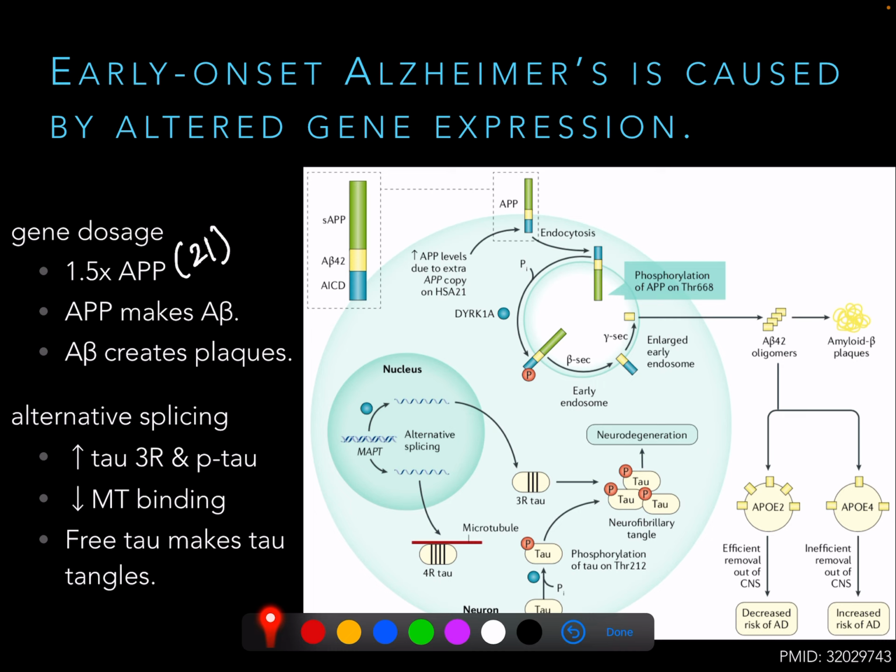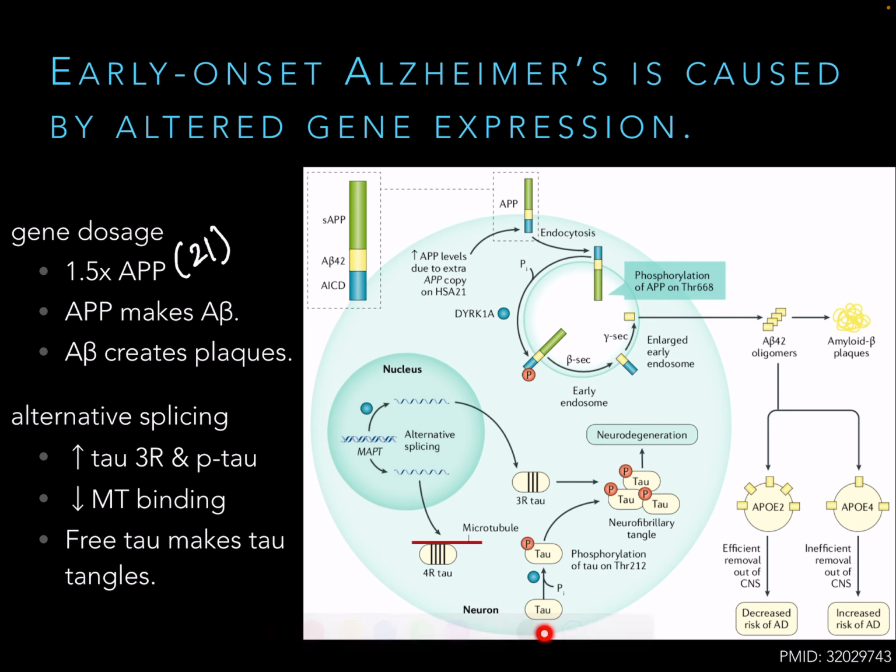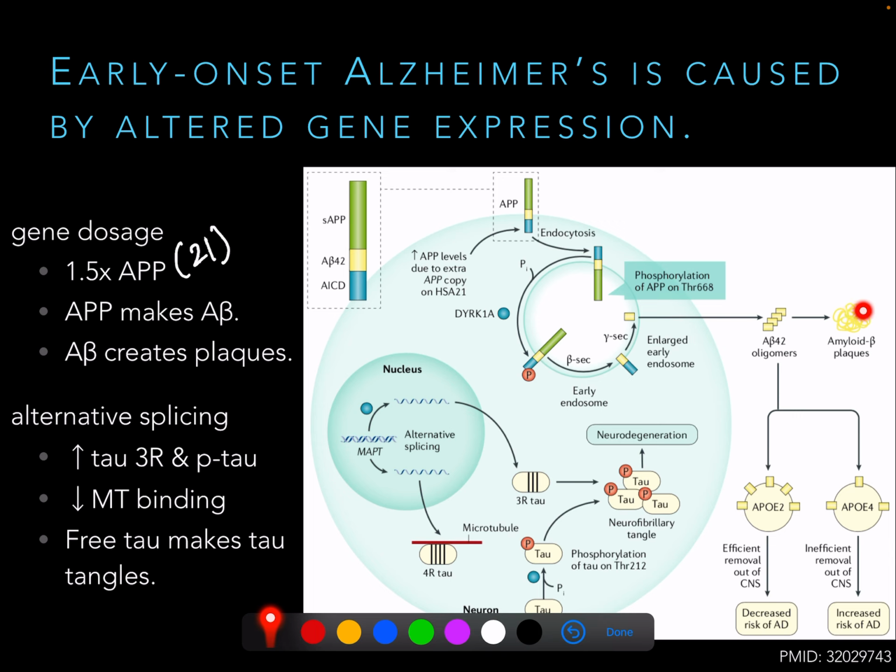We have another problem though. Remember, those genes on chromosome 21 can influence genes on other chromosomes. And that's where tau comes in. So tau is the other protein in Alzheimer's disease where we see pathological hallmarks. And those would be these neurofibrillary tangles. These are protein aggregates inside of cells. The plaques are outside. Okay, so what's going on here?